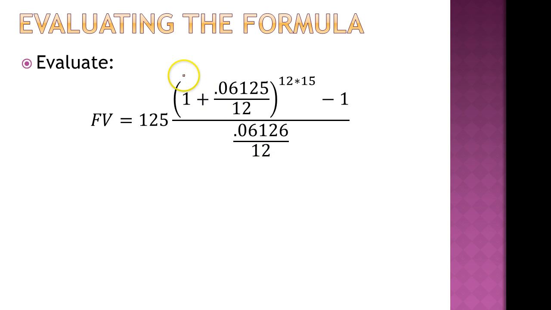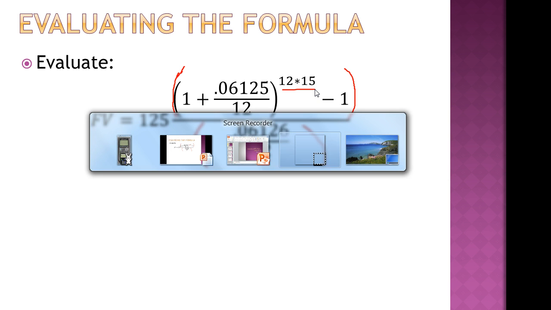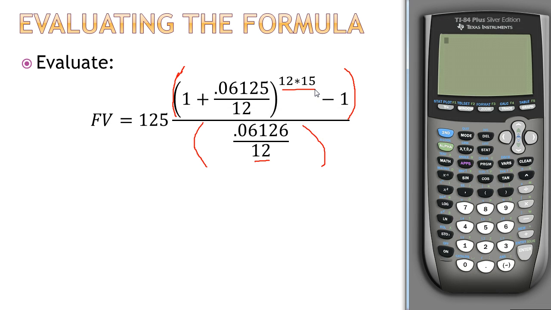Now, one thing I want to mention is that our calculator doesn't realize that this is the entire numerator unless we tell it. So we're going to create an extra set of parentheses around the top and around the bottom. Notice that I've put 6 1/8% in as a decimal and divided by 12 to get the periodic interest rate. The number of periods is 12 times 15. So let's use our calculator to evaluate this formula.